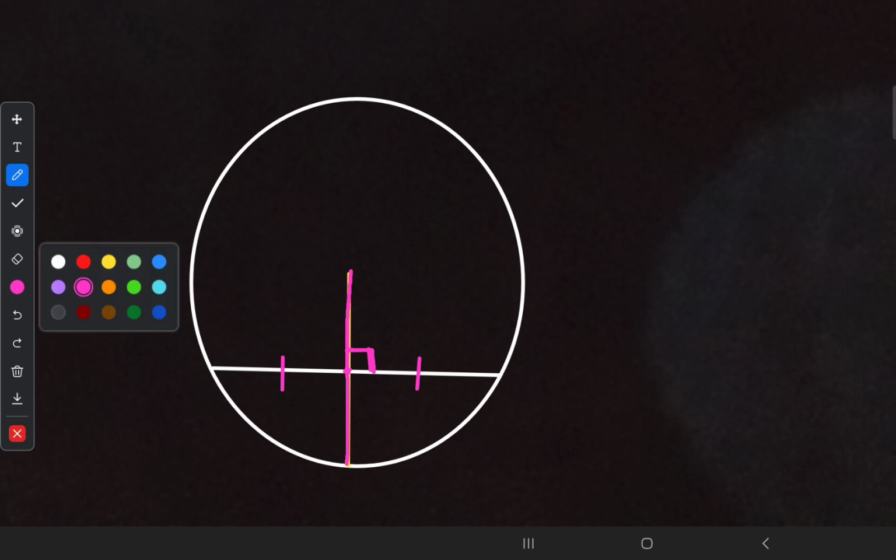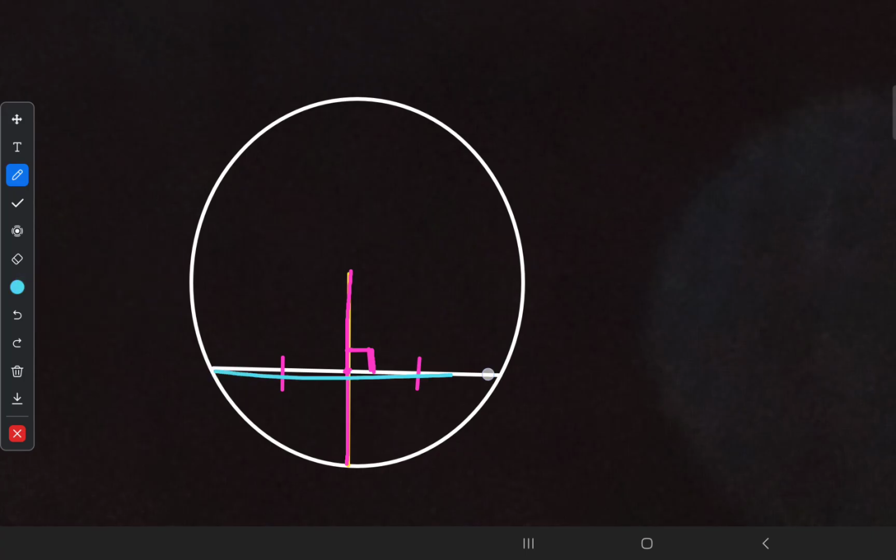This is the theorem you should know. I'll repeat once more what is happening here. This is a chord. When we connect the midpoint of the chord and the radius, those are perpendicular with each other. That's the theorem you should know in this chord.